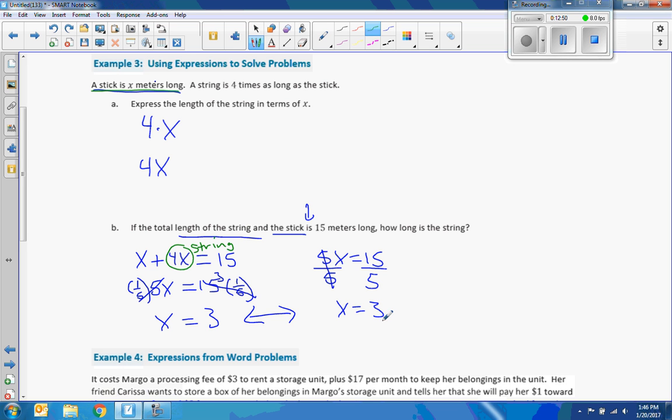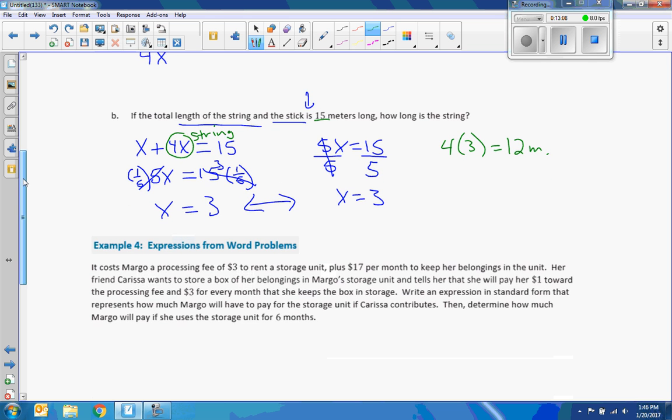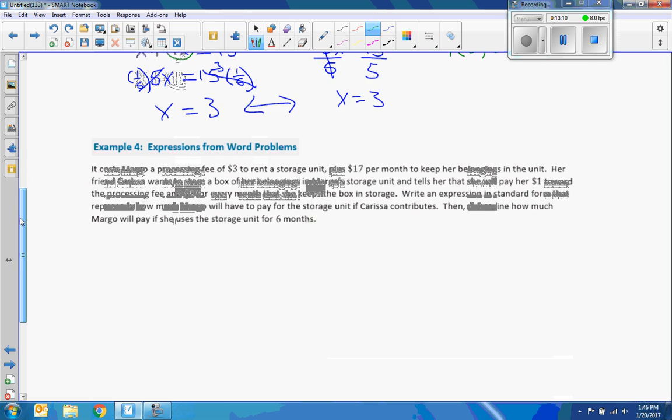And we got x to equal 3, so the string is 4 times that 3, which equals 12 meters. So you have to be really careful here and answer the question when you're done. And 12 plus 3 does equal 15. Okay, they didn't ask the length of the stick there, they asked the length of the string. Alright, example 4.